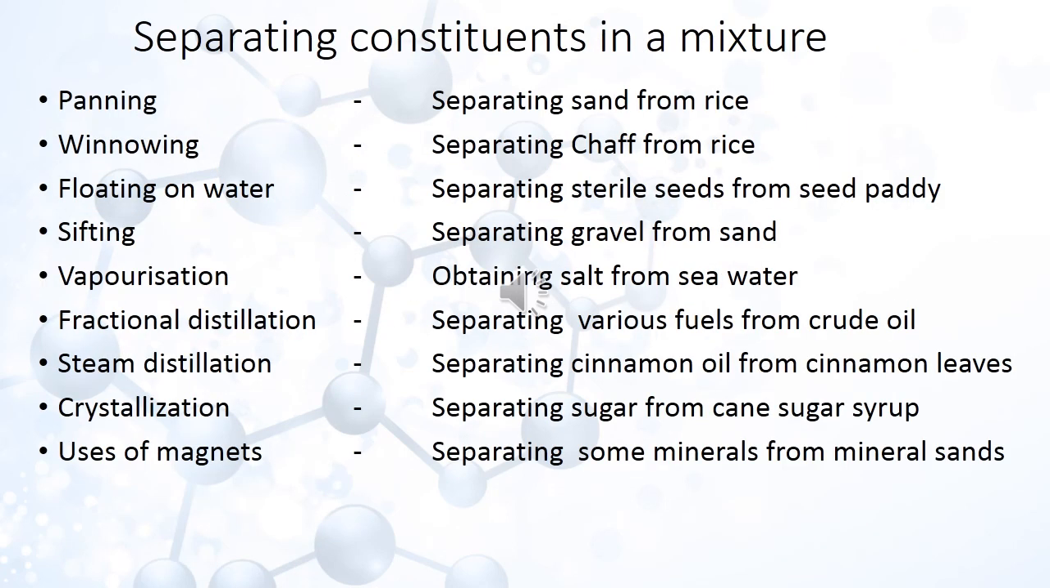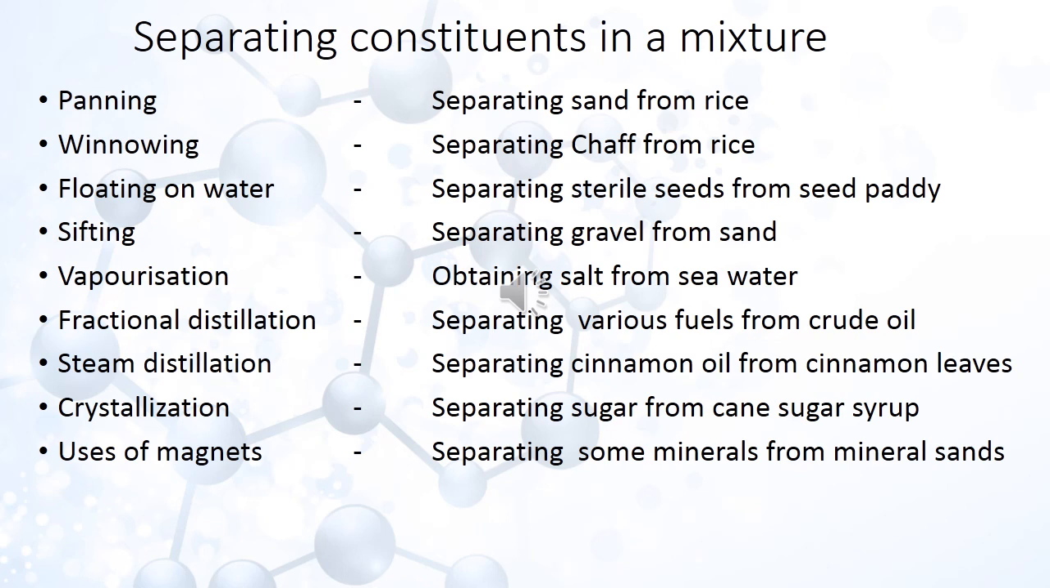At the beginning, we told that the constituents in a mixture can be separated by physical methods. What are these physical methods? Here are some: panning, winnowing, floating on water, sifting, vaporization, fractional distillation, steam distillation, crystallization, using magnets.